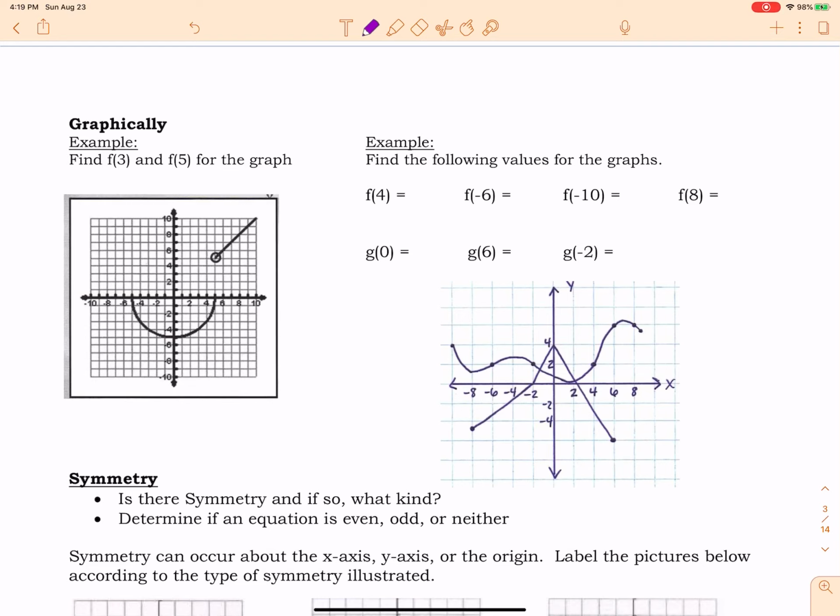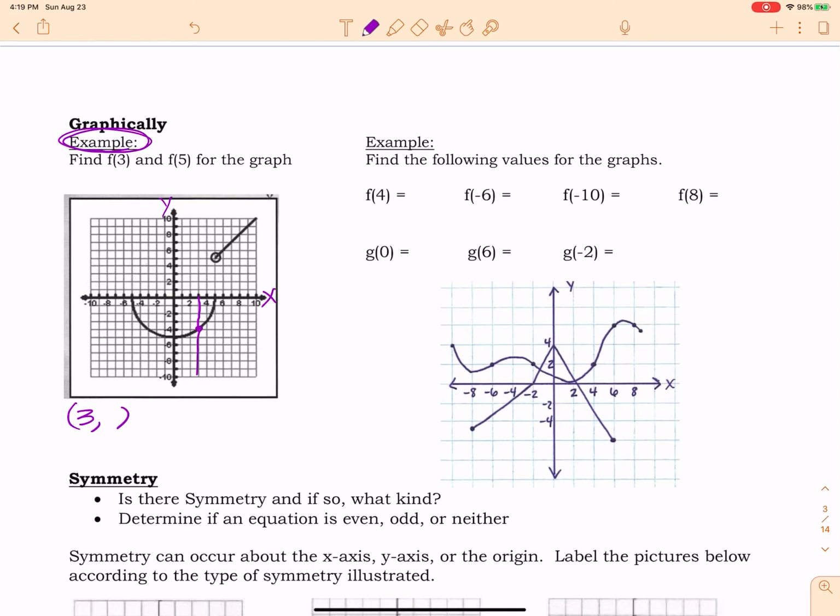So if you look at this first example right here, find f of 3 and f of 5 for the graph. So if you look at this right here, f of 3, well, I want to know what y is when x is 3. So I'm going to find where x is 3 on here. Well, this is the x-axis, this is the y-axis. So x is 3 right here. That line is not the greatest, but that's okay. I'm going to tidy that up a little bit. So I'm going to find where the graph intersects 3. So that's going to be right here.